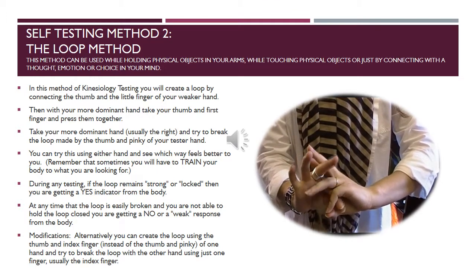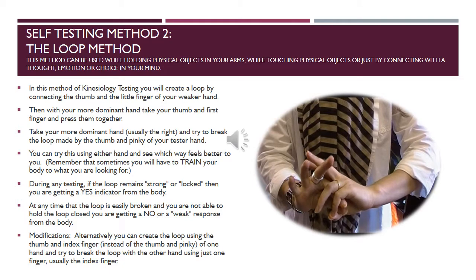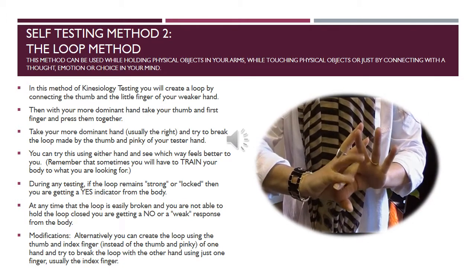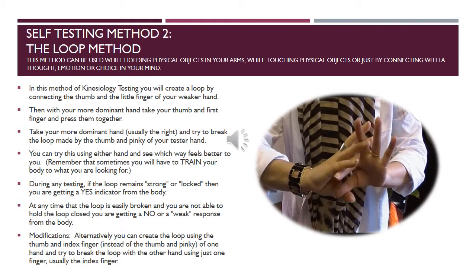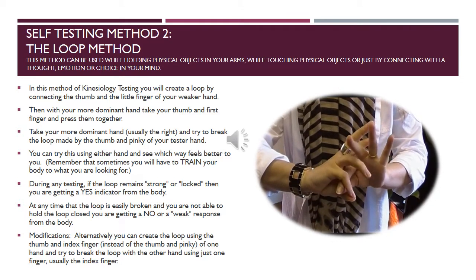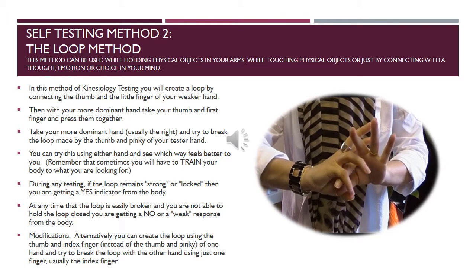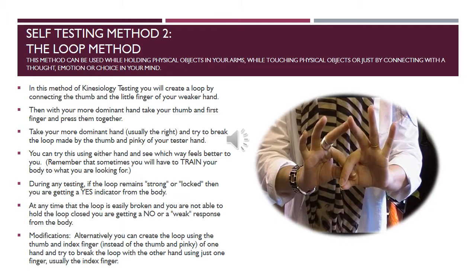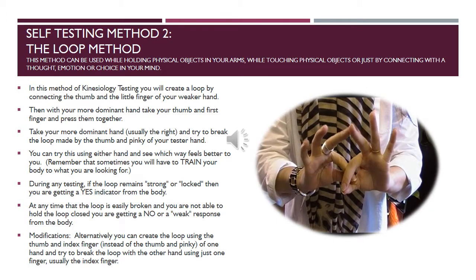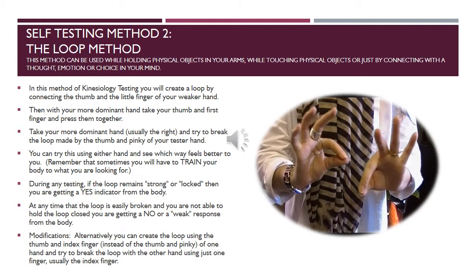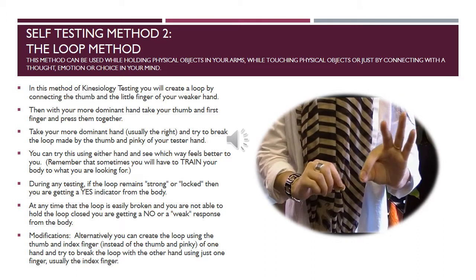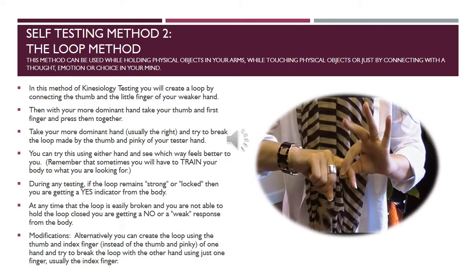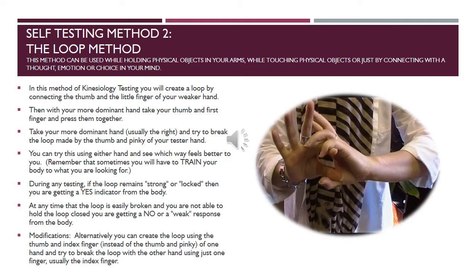So in this method of kinesiology testing, you will create a loop by connecting the thumb and the little finger of your weaker hand. Then with your more dominant hand, take your thumb and your first finger and press them together. And then take your more dominant hand again, which is usually your right hand, and try to break the loop made by the thumb and the pinky of your tester hand. Now you can try this using either hand to see which way feels better to you. And remember that sometimes you will have to train your body to what you're looking for.